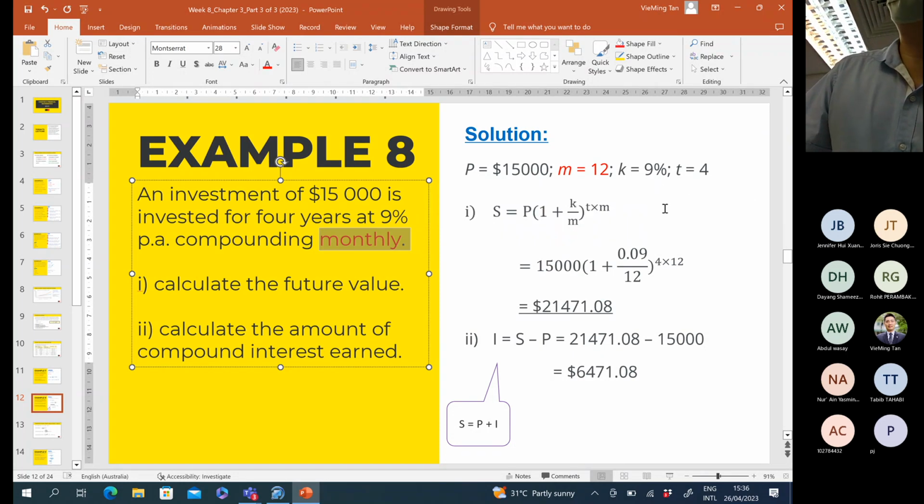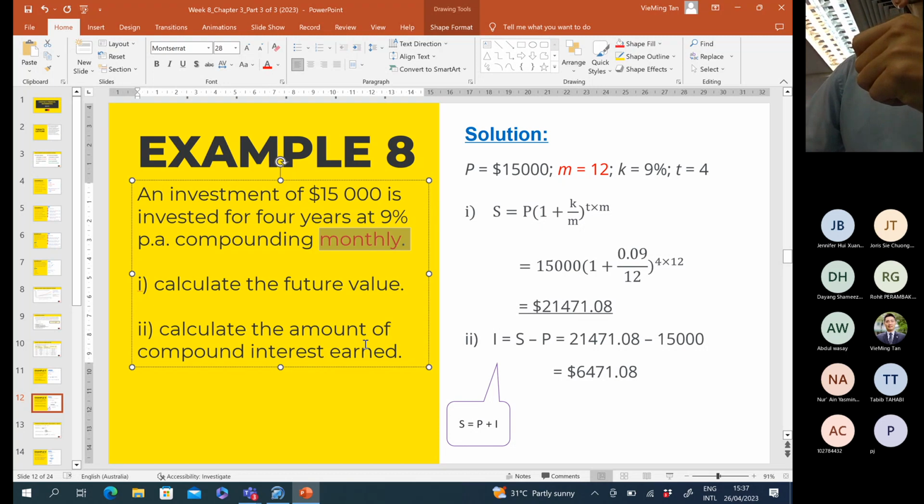Okay, so once you have the information, you're asked to get the S value. So we calculate the value by using the formula. Apply this formula, substitute the number into each variable, simplify the number inside the brackets first, followed by the power number. You'll get $21,471.08.